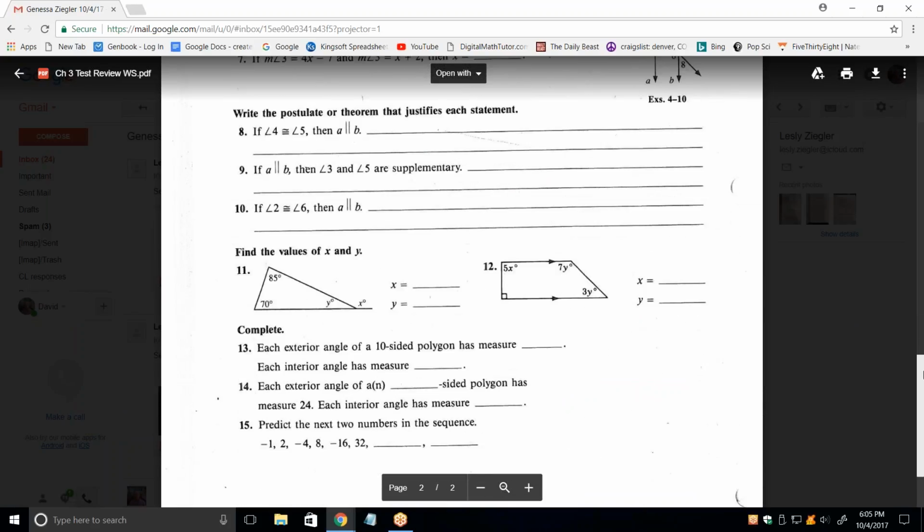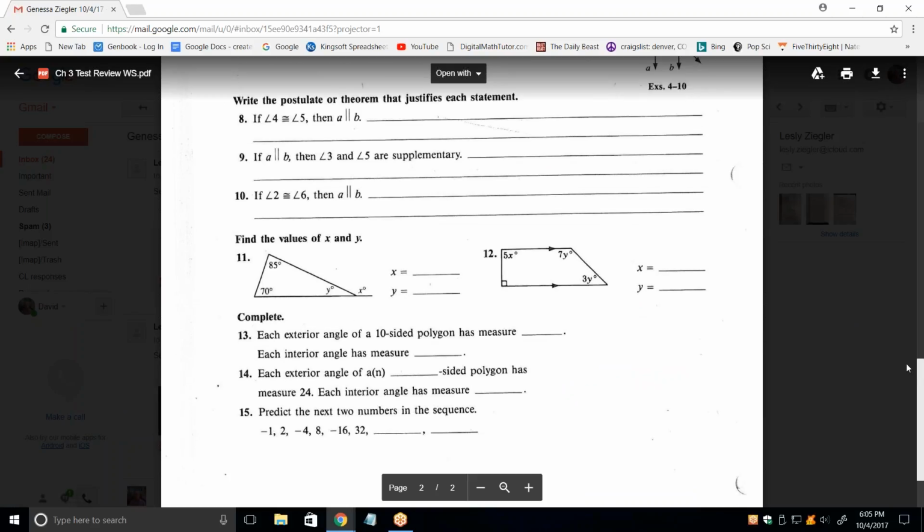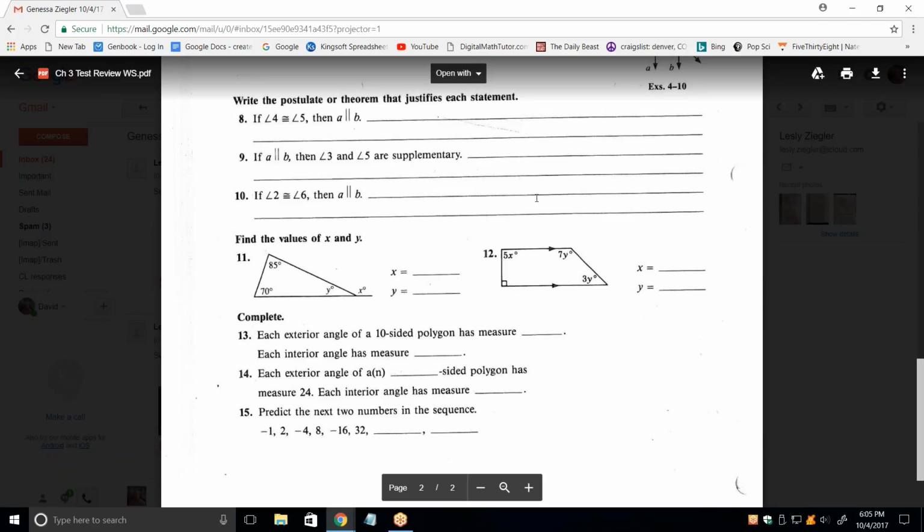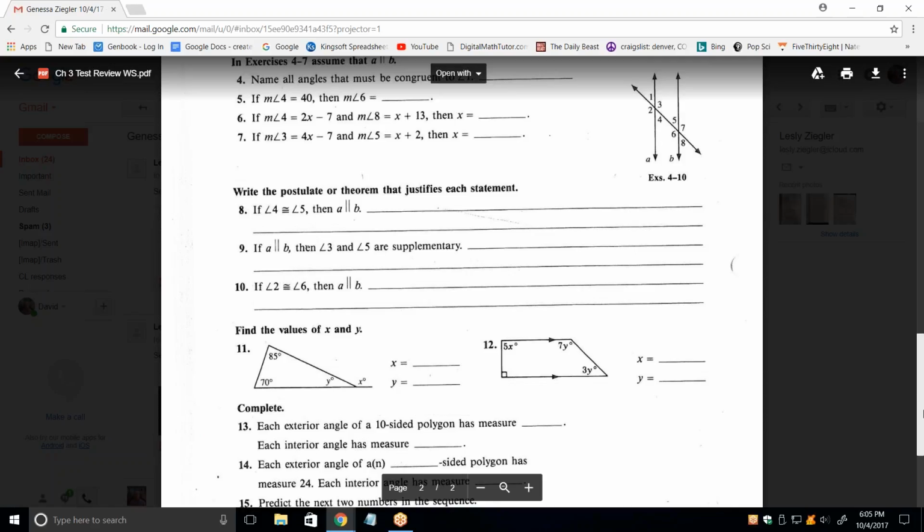We wouldn't want to miss our proofs either, huh? Right. A postulate or theorem that justifies the statement. And I guess I need the picture of the diagram on here. They are referring to that. Yeah, exercises 4 through 10.